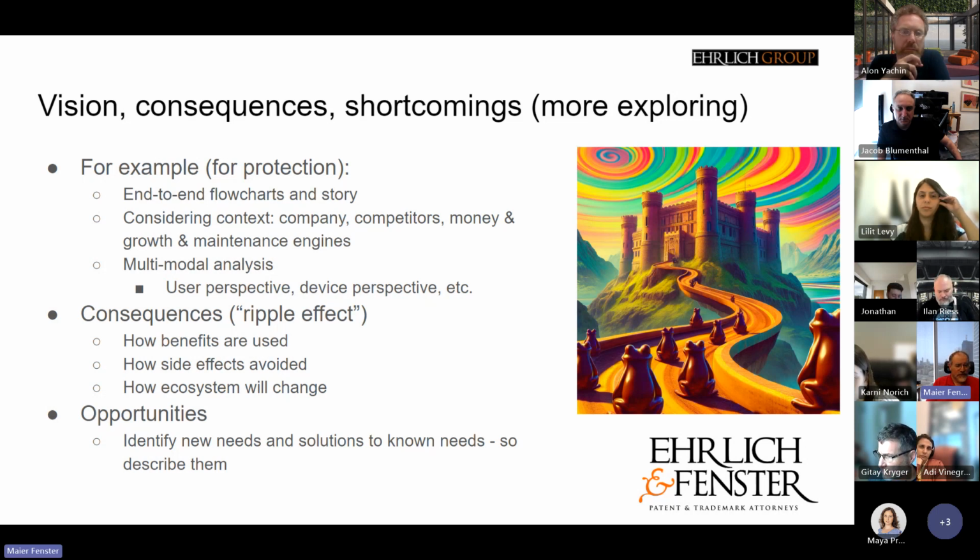One more tool is multimodal analysis. We don't just look at the invention from one perspective, we look at multiple perspectives. There's a user, maybe more than one, the device itself, and so on.